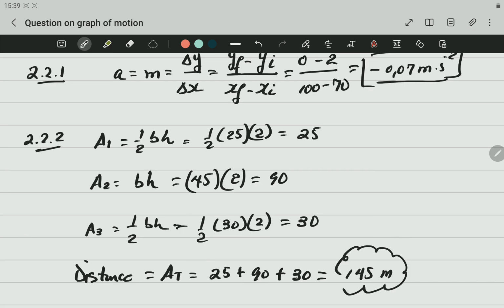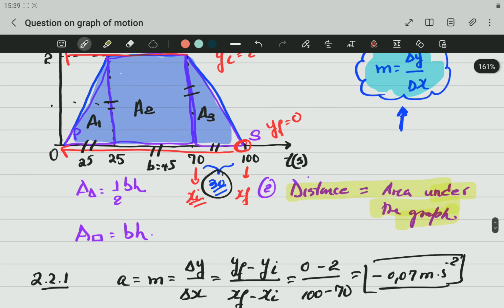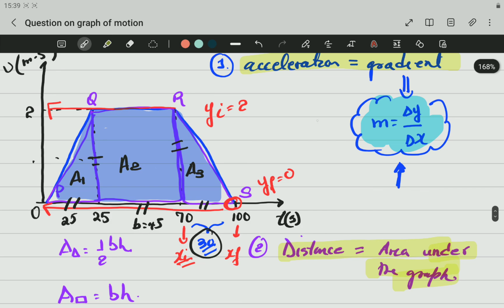So this is the whole question. I hope it helped. It's not that difficult. There are very important things that you must remember. One of them is this one, acceleration is equivalent to gradient. This part here is important, and the second part is this one of distance and area.